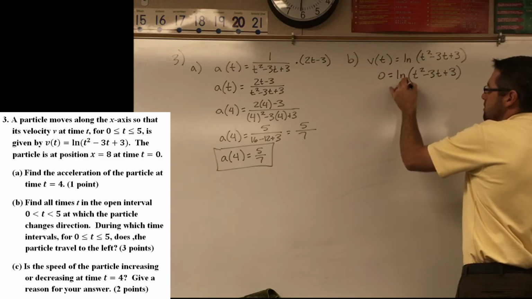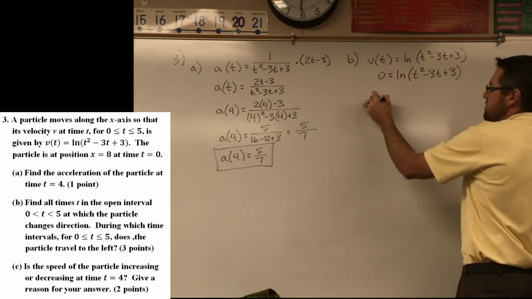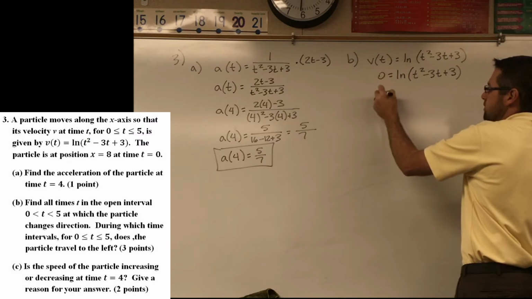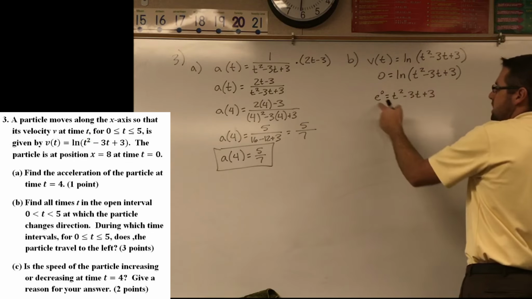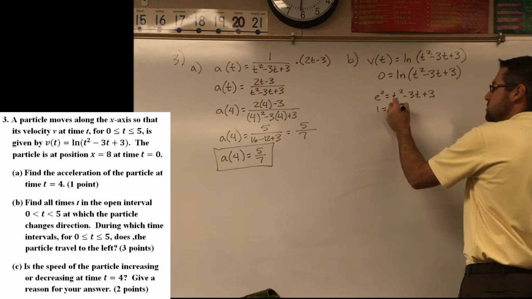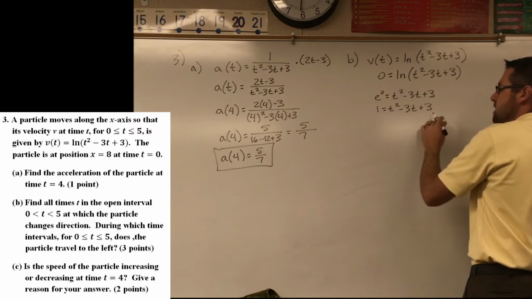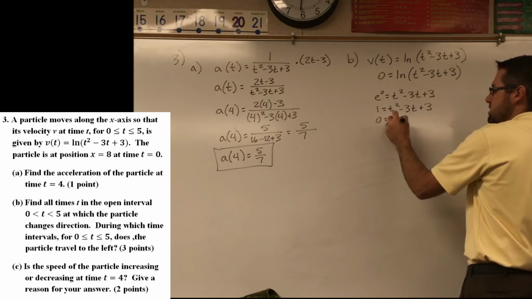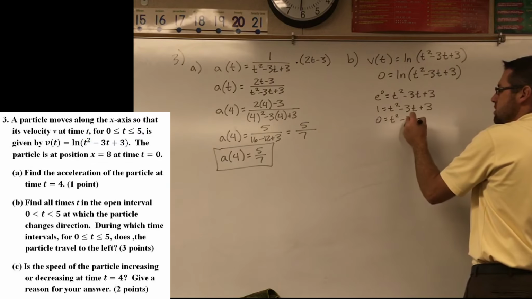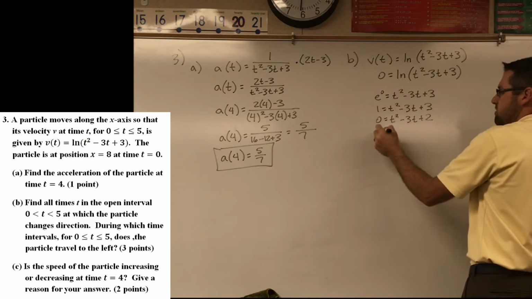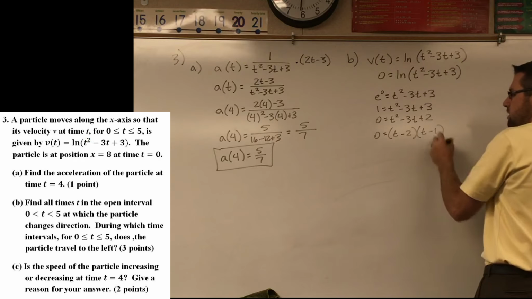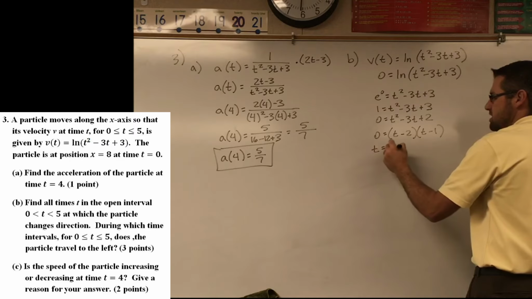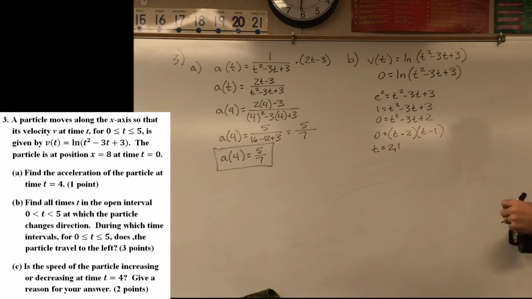If you rewrite this as an exponential function, we would say something like this. Natural log has a base of e, so we'd say e to the 0 equals t squared minus 3t plus 3. And then e to the 0 is just 1, so 1 equals t squared minus 3t plus 3. And then we're going to solve for 0 here to get t. So t squared minus 3t plus 2 because we subtracted 1. And then we can factor this, so it'll be 0 equals t minus 2 times t minus 1. And so our critical points are when t equals 2 and t equals 1, both of which are within the domain that we're given.